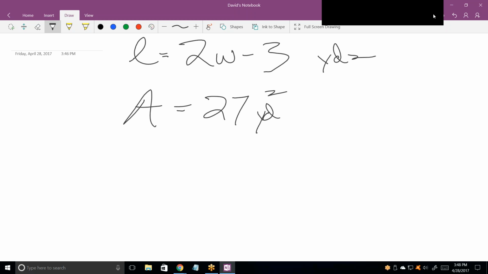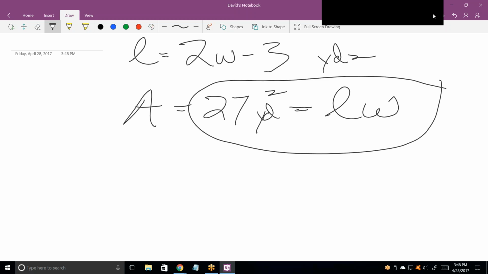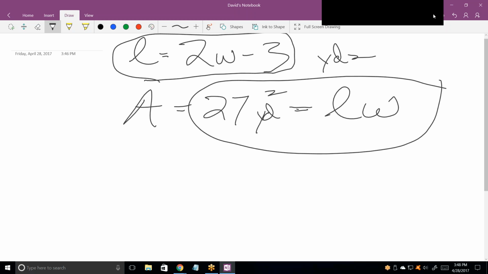Well, you skipped a couple steps here. First of all, area is equal to what? Length times width. So there's our equation. In fact, we have 2 equations and 2 unknowns. There's 2 ways to solve these type of equations: substitution and elimination. Substitution usually works best if one of the equations is fully solved for one variable, like this first one is. You've got L equals 2w minus 3.